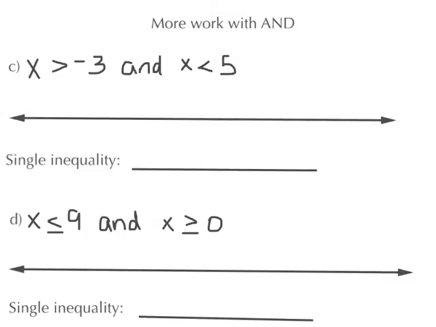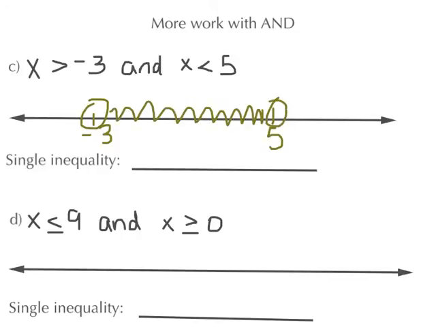C and D are working with the word and, so therefore, don't forget, it has to look like a dumbbell. So X is greater than -3. So I'm going to put it on -3, I'm going to put an open dot. And X is less than 5. So I'm going to put a dot on 5. And it's going to be an open dot. And we're going to shade in the middle. Remember, that is what an AND symbol looks like.